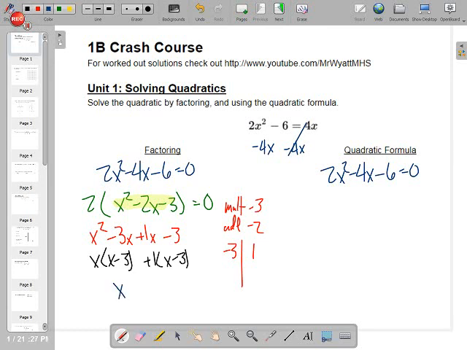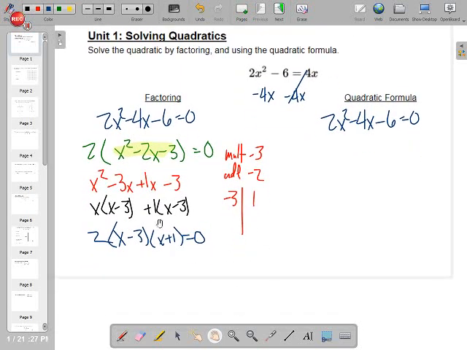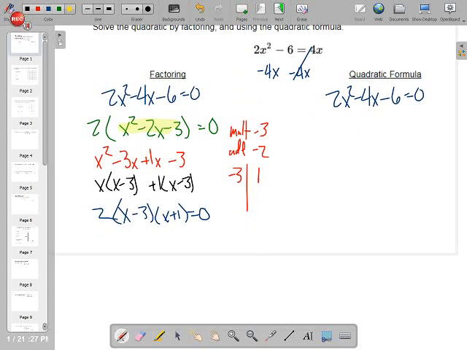And my factors are x minus 3, x plus 1, and that 2's been on the outside, but again, it doesn't really affect anything. So, when do these factors equal 0? When does x minus 3 equal 0? When x is 3. And when does x plus 1 equal 0? When x equals -1. So to solve by factoring, I've got 3 and -1. And of course, you can go back and check that, plug it in, and you should get 0.